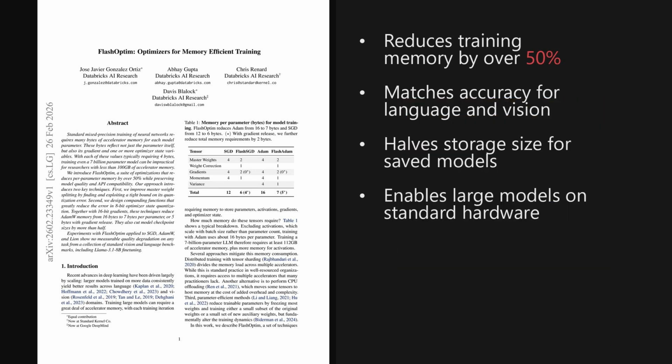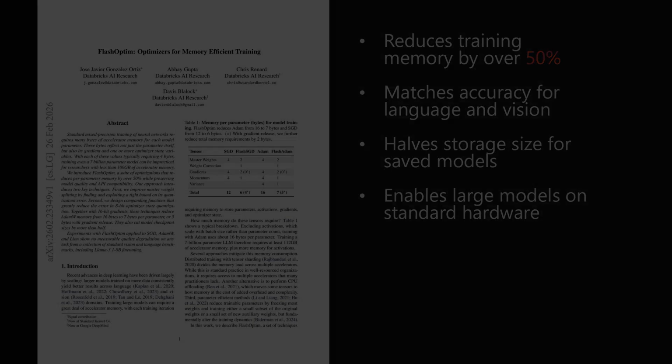I'm Alex. Today we're looking at a paper trending on X, published on February 26th, 2026, about a week ago. It introduces a suite of techniques that reduces per-parameter memory by over 50%, shrinking the standard 16 bytes required for AdamW down to just 7 bytes, all while preserving model quality. The paper is titled FlashOptim, Optimizers for Memory-Efficient Training. And as we'll see later, the results for democratizing large model training are really impressive.